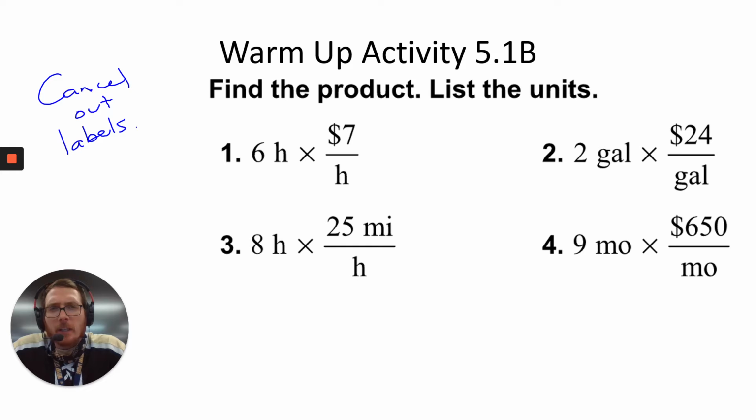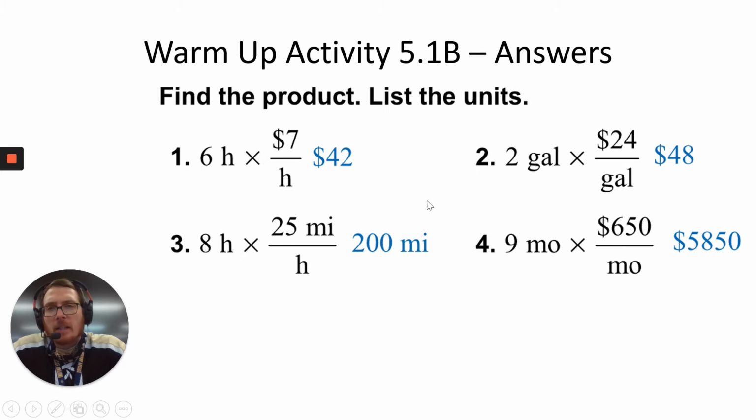Okay, so don't forget the goal in all of these situations is put the first piece over 1, so like this, 6 hours, put it over 1. And then you cross simplify the numbers if there's any numbers to simplify and the labels. Okay, so in this case, the hours cancel, the gallons cancel, etc. And then you should have an answer of just numerator times numerator, and then don't forget the final label or the unit for each of these questions.